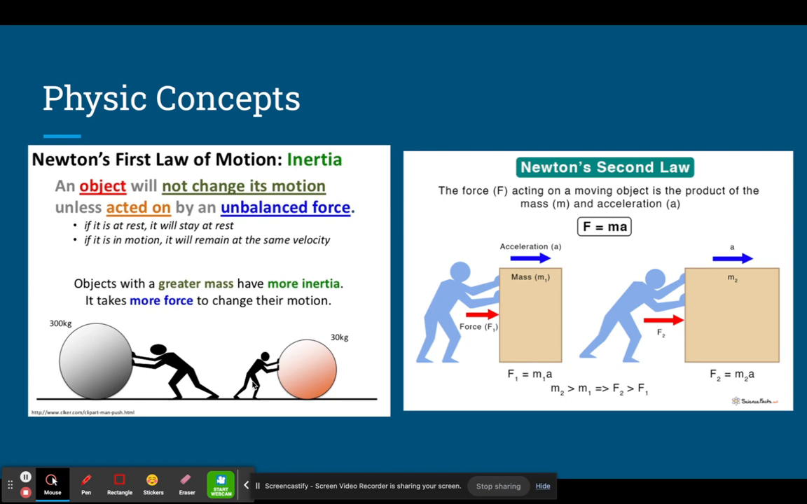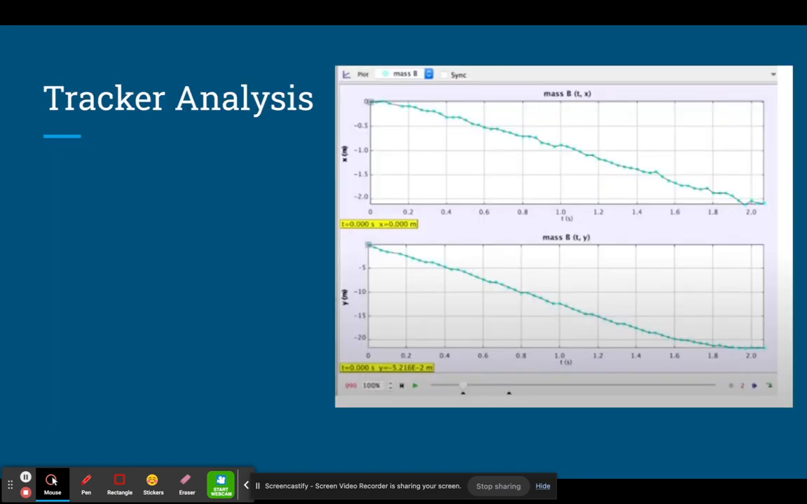And then we have Newton's second law. It's F equals ma, force equals mass times acceleration. Essentially, the force acting on a moving object is the product of the mass and acceleration. So this is a tracker analysis of the rope swing. We can see that when the swing is done, it's slowly decelerating at more of a constant velocity.